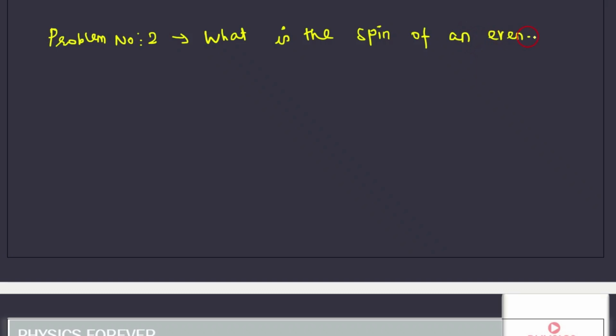So then problem 2. What is the spin of an even nucleus like oxygen 8-16? So this is the question. What is the spin of an even nucleus? So looking at it, we can say immediately.